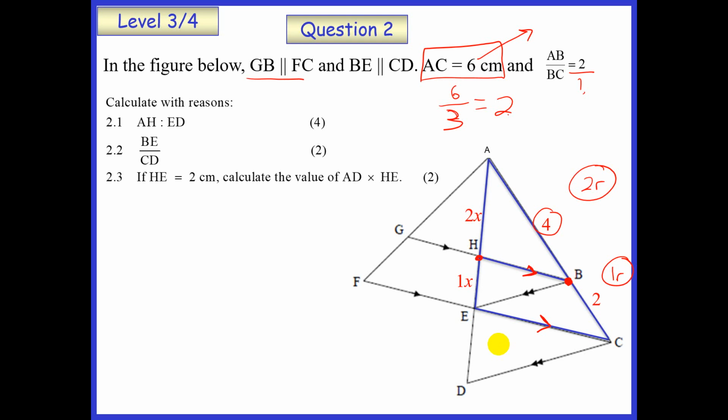So we know the ratio of AB to BC is 2:1. Therefore, we can make a conclusion that AH over HE has to also be equal to 2 over 1. And that is because HB is parallel to EC, and the proportional intercept theorem. Now, remember, we are not saying that AH is 2. We're saying that AH over HE is 2:1. So therefore, in terms of sides, I'm going to call it 2x and 1x.